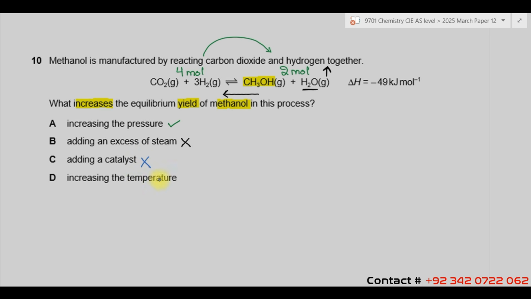Last part is increasing the temperature. For temperature, we have to look at the type of reaction, whether that is exothermic or endothermic. This one is exothermic. For an exothermic reaction, if temperature is increased, the equilibrium goes in the backward direction, decreasing the yield of products. So the only correct option is A.